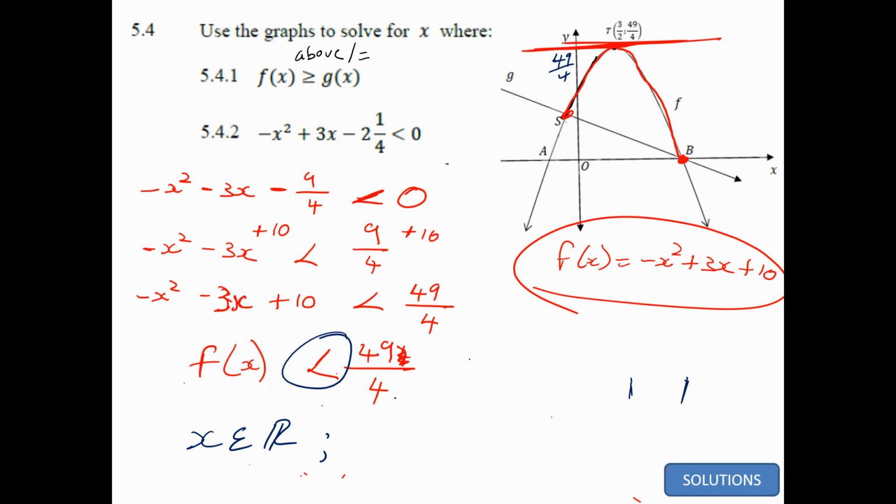And the x value of the turning point is 3 over 2. Sorry, that should be not equal to 3 over 2. So we are saying the graph is always below 49 over 4, except at the turning point, because at the turning point, it's equal to 49 over 4. And that answers that high-level question.